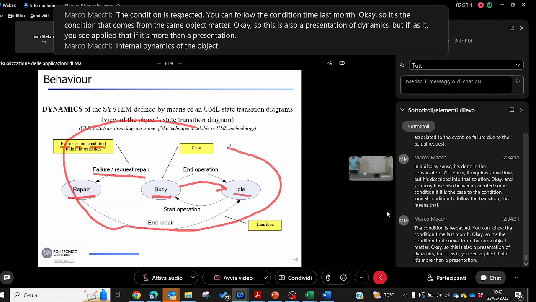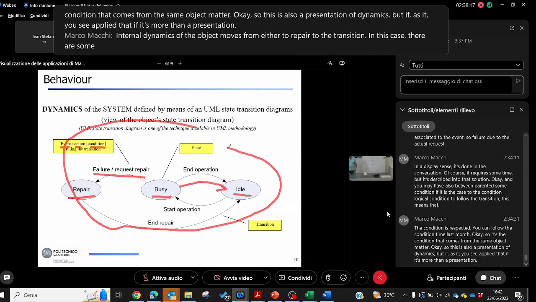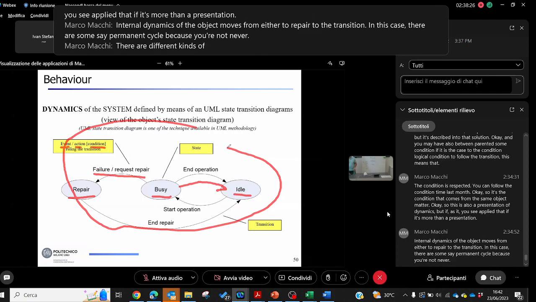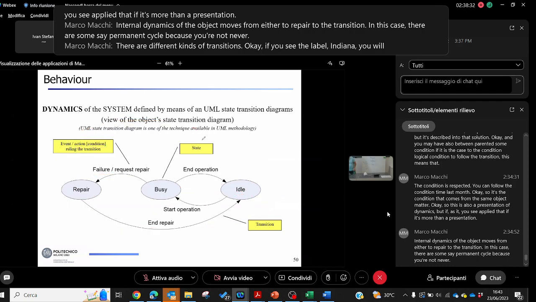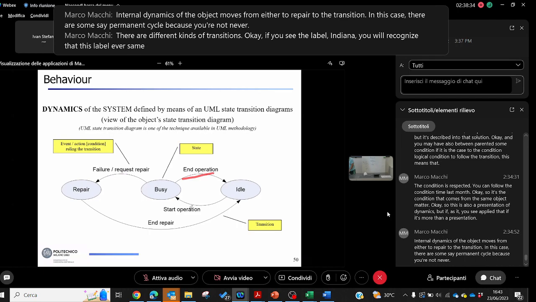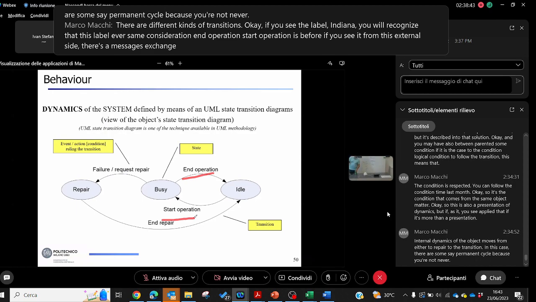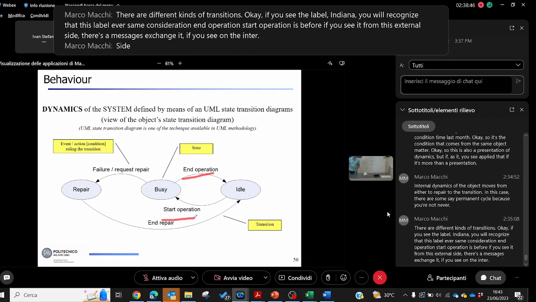The object moves from idle to busy to repair through the transitions. In this case, there is a permanent cycle, because it never ends, it's continuous. There are different kinds of state transition types. If you see the labels, in the end, you will recognize that they have the same considerations, end operation, start operation, as before. If you see from the external side, these are messages exchanged. If you see on the internal side, these are transitions. If you see in the class diagram, these are the methods. No?